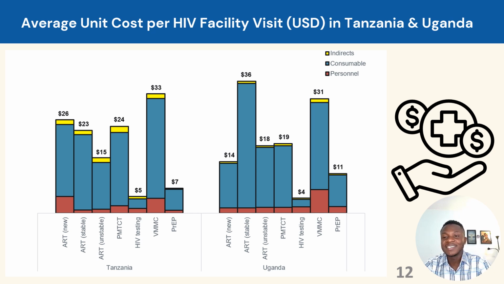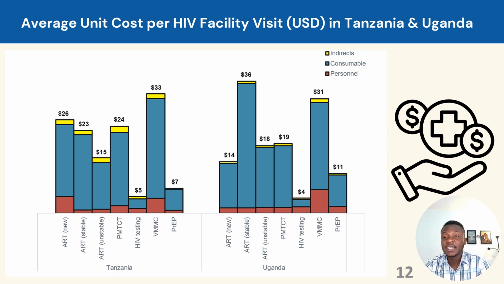HIV testing is the least expensive intervention, ranging from $4 to $5 per visit that was costed in both countries. This was followed by PrEP, which was $7 to $11 per visit. PMTCT tends to be higher in Tanzania at $24 than in Uganda, where it was $19 per visit.